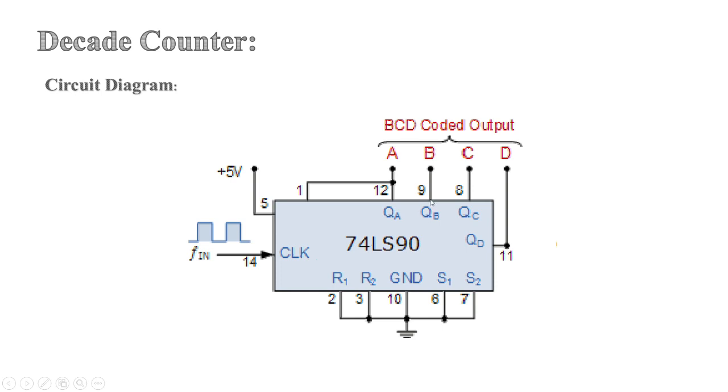And pin number 9 is connected to the 7 segment of B. Pin number 8 is connected to the 7 segment of C. Pin number 11 is connected to the 7 segment of D. Then all these pin numbers 2, 3, 10, 6, 7 are shorted, and that is connected to the ground.